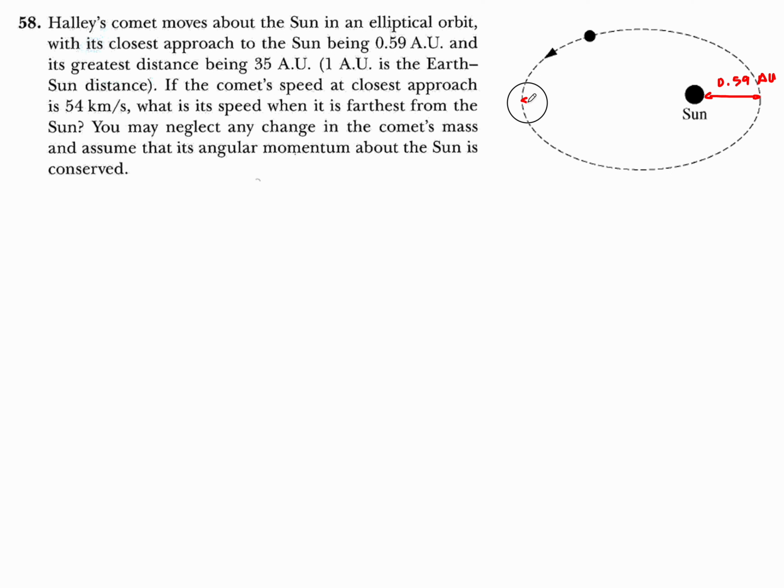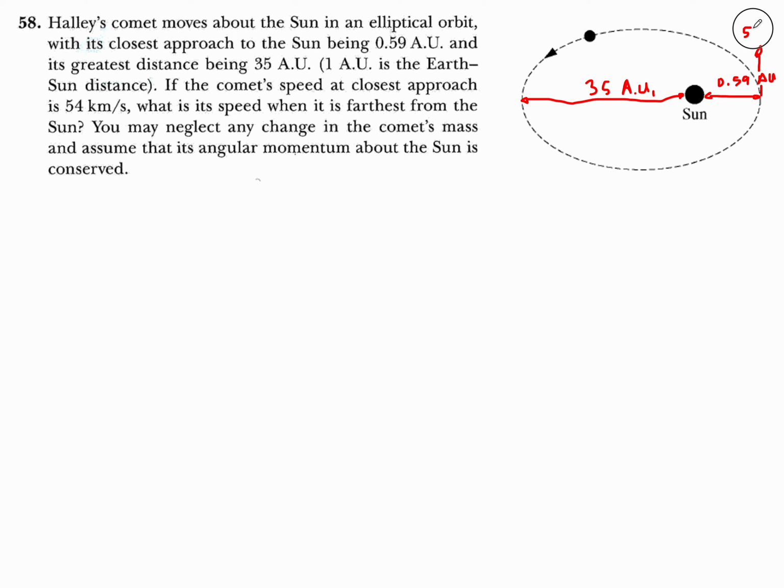This diagram does not quite do it justice. It goes way beyond Jupiter's orbit. What happens, though, is that Halley speeds up as it moves towards the Sun and slows down as it moves away from the Sun. In this case, they give us the comet's speed at its closest approach, 15.4 kilometers per second. So fairly quick.